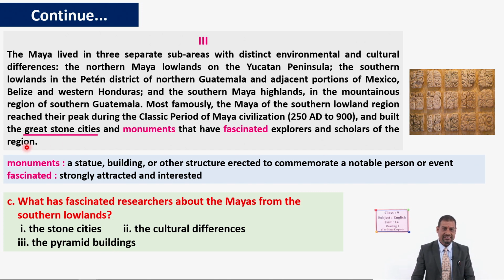So we can find this: the great stone cities and monuments that have fascinated explorers. See, attracted, explorers were attracted. It means that you can find it here. So your answer should be undoubtedly the stone cities. So this is how you have to link up your questions with the information in the text. Have you got me? Good.